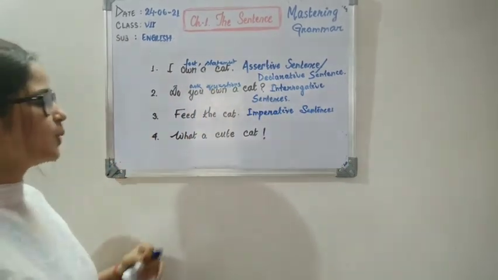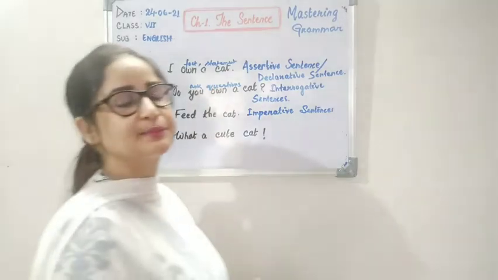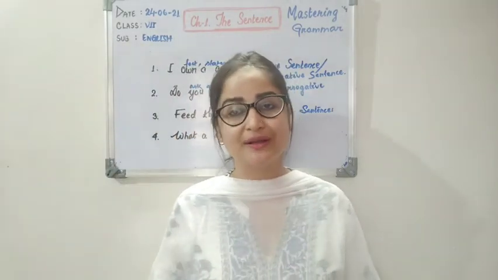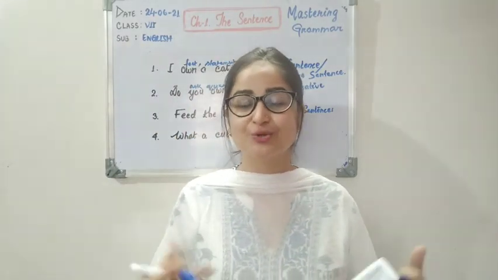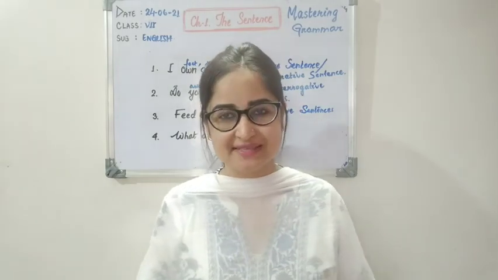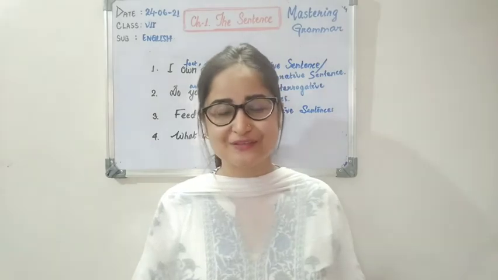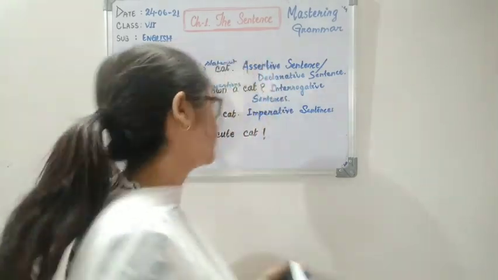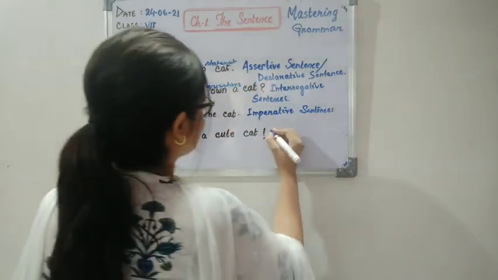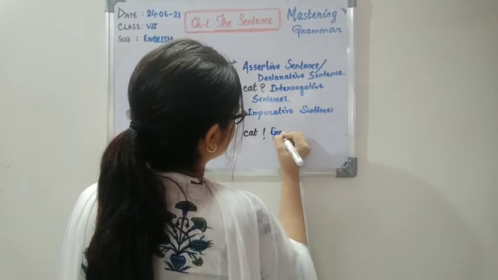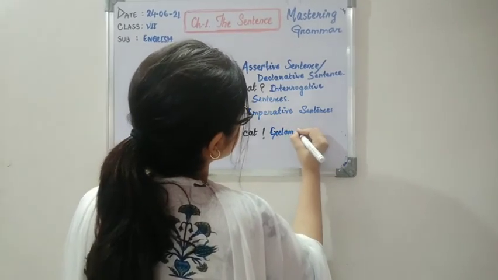Now with this, what's a cute cat? When you are expressing your emotions, your feelings, your joy, your wonder, your excitement, your grief, all these sentences fall in the category of which type of sentence? It falls under the type exclamatory sentence.